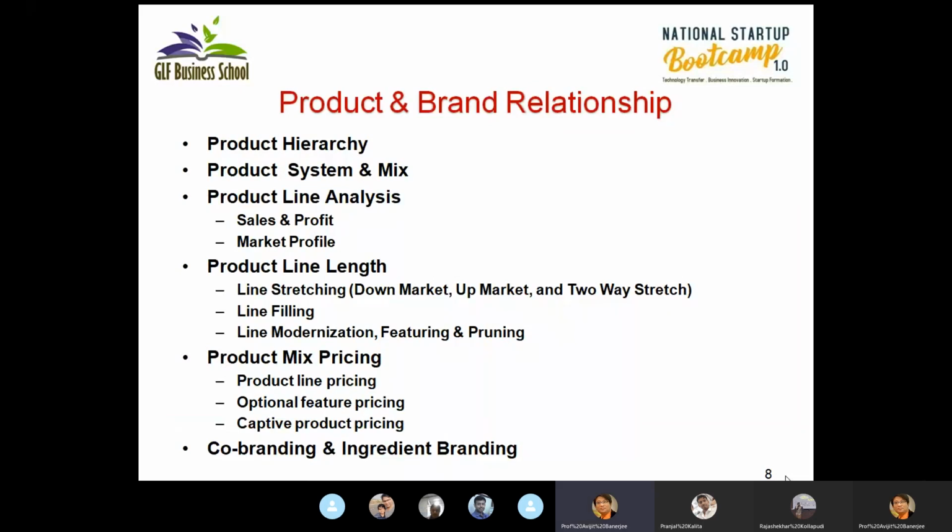Next slide is about product and brand relationship. Each product can be related to other products in order to ensure that a firm is offering and marketing the optimal set of products. The important aspects are product hierarchy, product system and mix, product line analysis, product line length, product mix pricing, and co-branding. The product hierarchy stretches from the basic needs to particular items that satisfy those needs. A product system is a group of diverse but related items that function in a compatible manner.